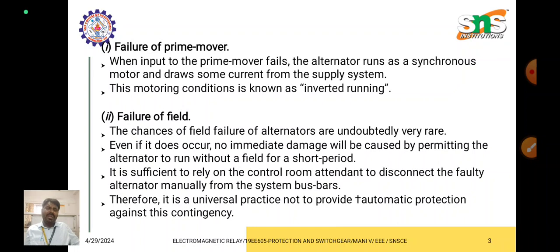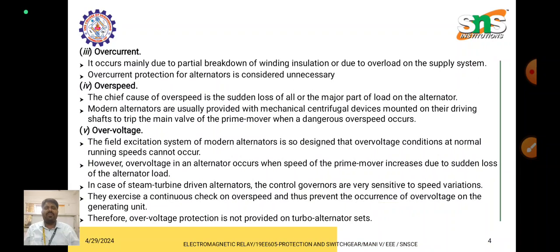Another one is failure of the field winding. The chances of field failure of an alternator are undoubtedly very rare. Even if it does occur, no immediate damage will be caused by permitting the alternator to run without a field for a short duration. It is sufficient to rely on the control room attendant to disconnect the faulty alternator manually from the system bus bar. Therefore, it is universal practice not to provide automatic protection against this contingency.